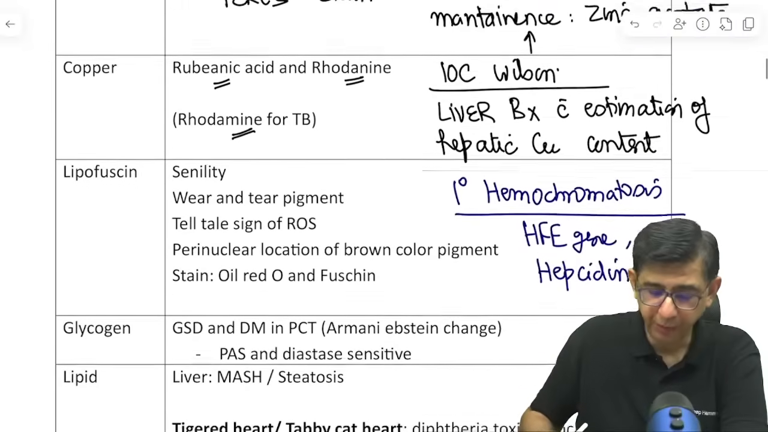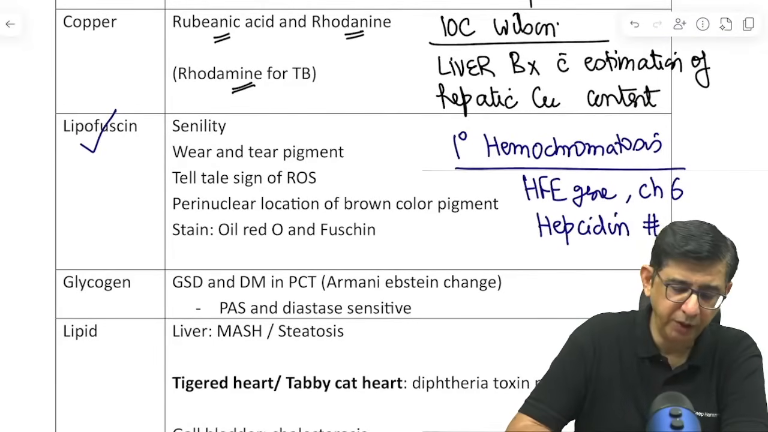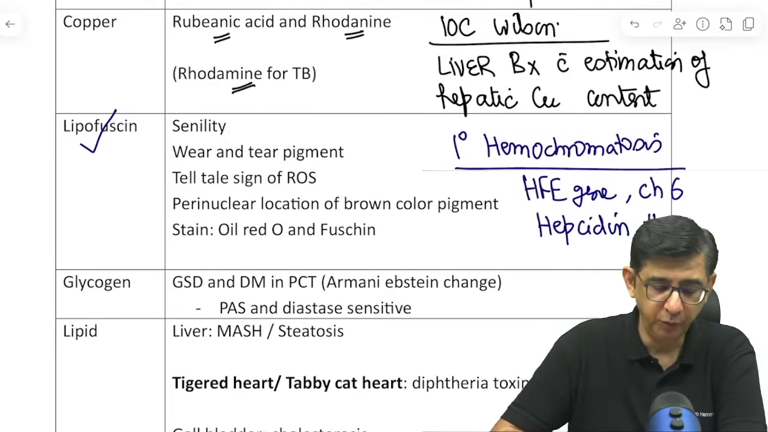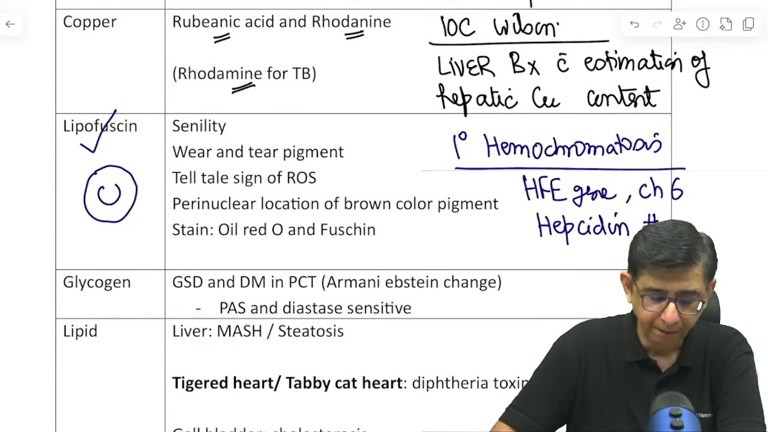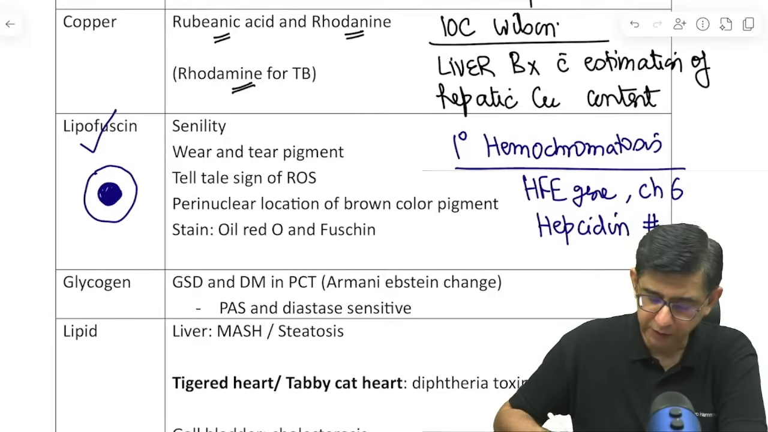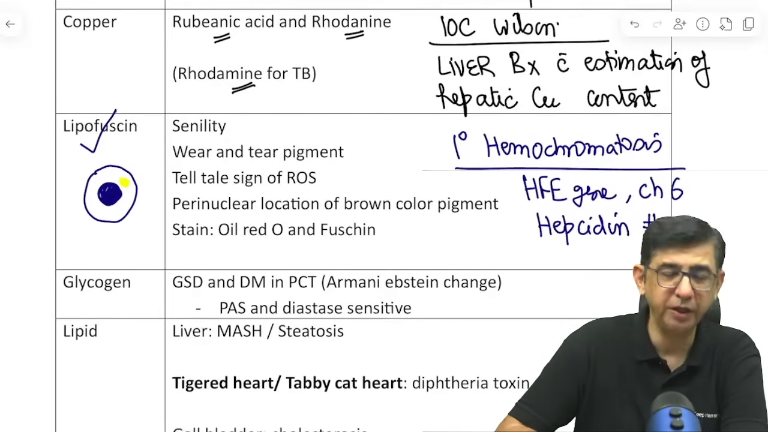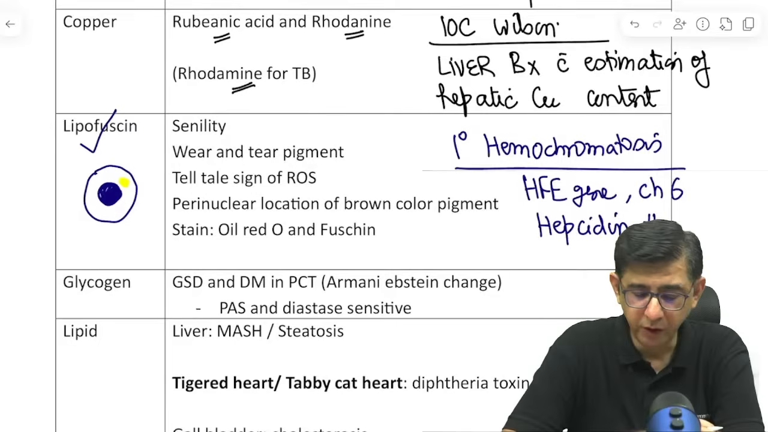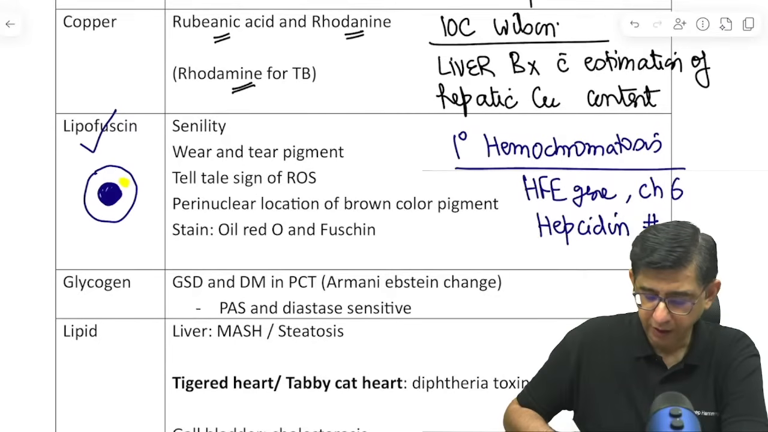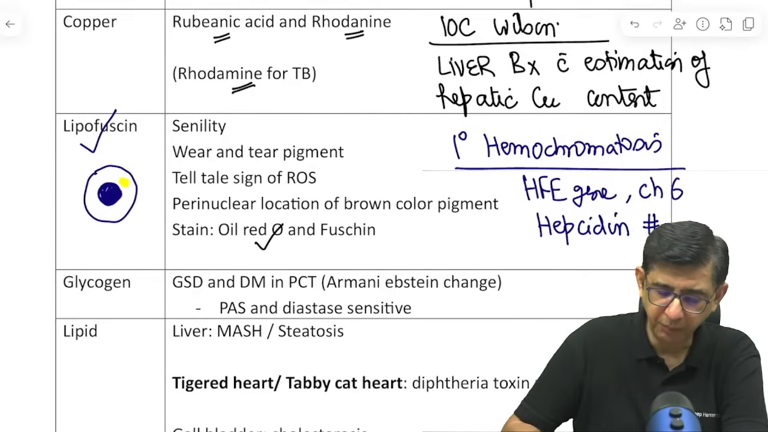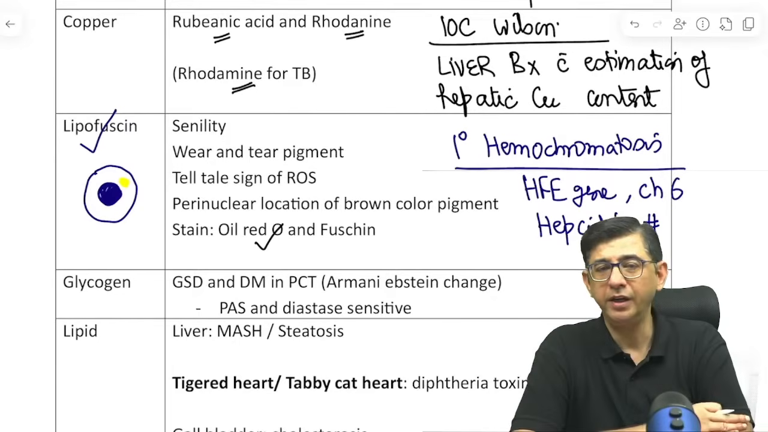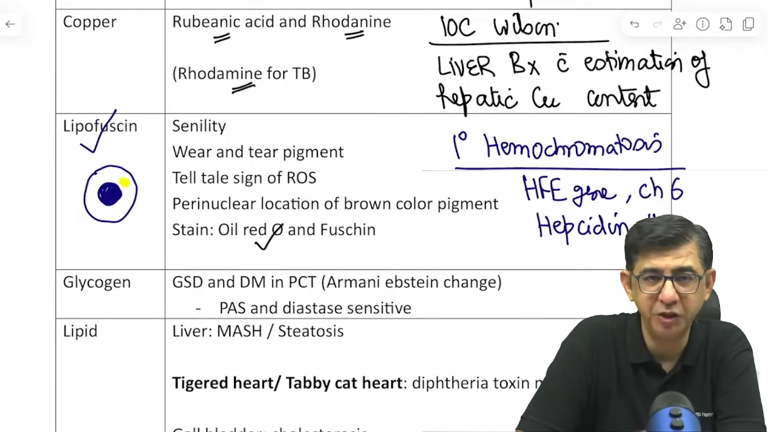Okay, so that was about pigments. Then there is that wear and tear pigment that is called lipofuscin. Lipofuscin is always perinuclear. It will be golden in color. Now obviously I don't have a golden color, so I'm just showing it in yellowish brown, a perinuclear pigment that would be present. And Oil Red O and Fontana may be used for identification. It's a telltale sign of damage by reactive oxygen species.